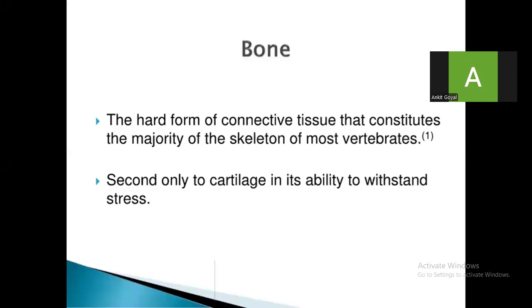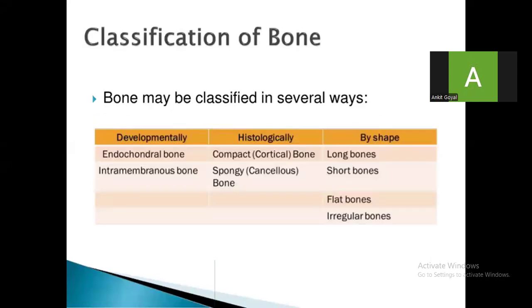Bone is the hard form of connective tissue that constitutes the majority of the skeleton of most vertebrates. It is second only to cartilage in its ability to withstand stress. Bone may be classified in several ways: developmentally into endochondral bone and intramembranous bone, histologically into compact and spongy bone, and by shape into long bones, short bones, flat bones, and irregular bones.